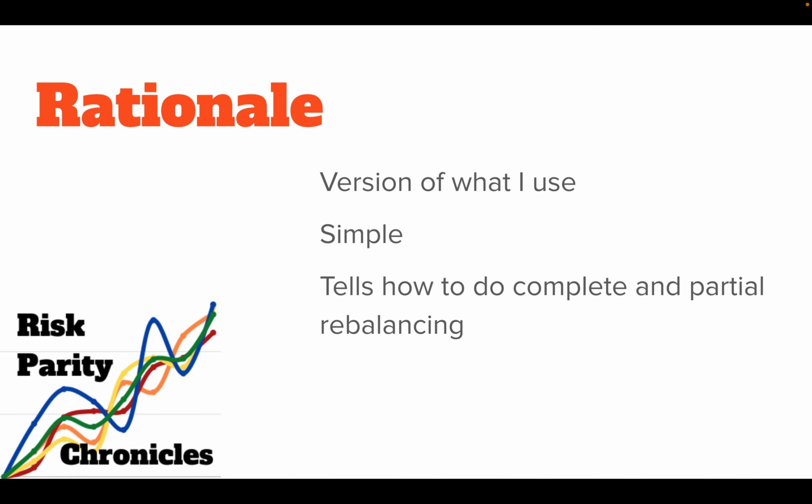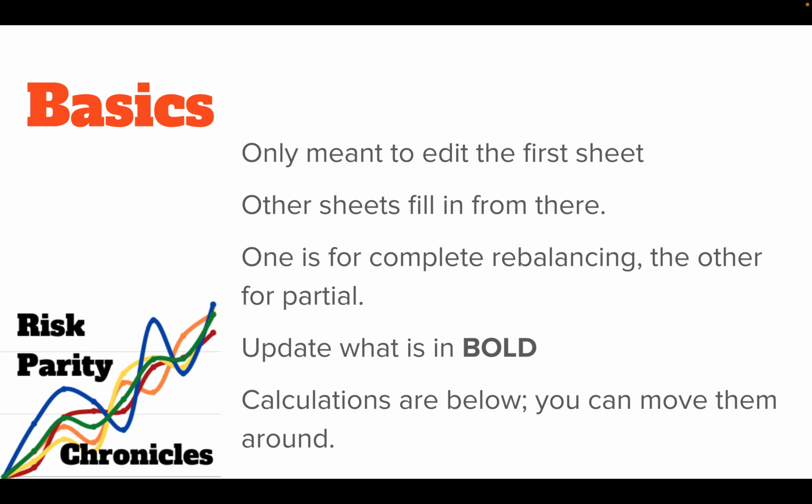The way to use this spreadsheet is that you really only need to edit the first sheet. The other two will be filled out using the data in that top one. So you just need to worry about the first sheet only. Then you'll see the information in the complete or the partial rebalancing. You'll also only update what is in bold on that first page.